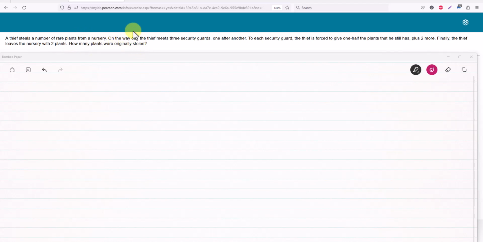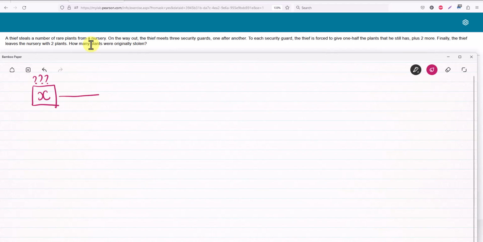For this type of word problem, it's better that you draw a picture and visualize it step by step from the picture. So imagine that originally he steals some amount x. We don't know this amount, right? We are trying to figure out the value, the number of x plants that he steals from the nursery.